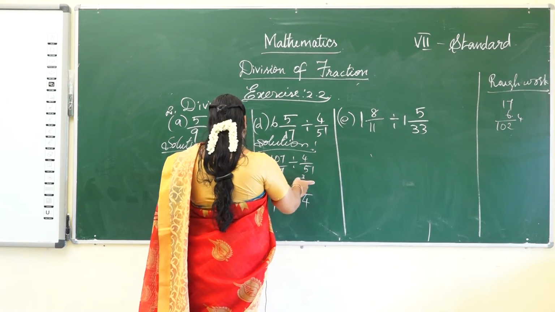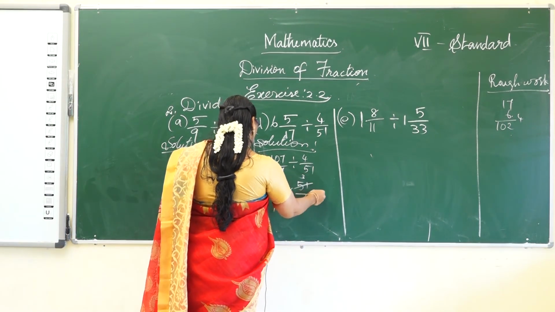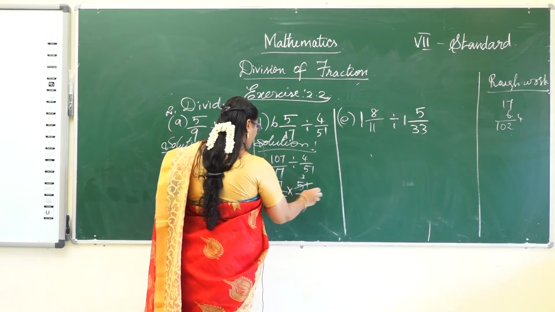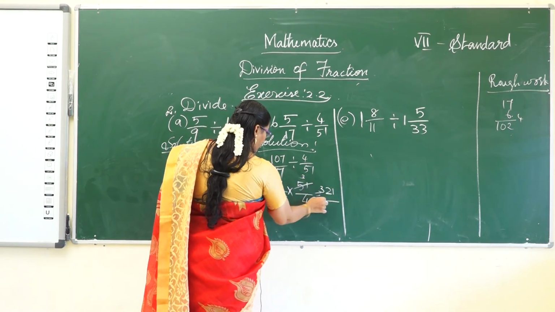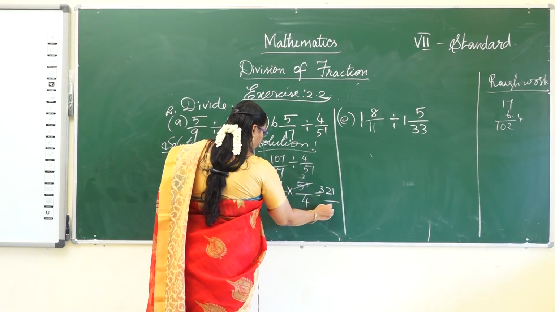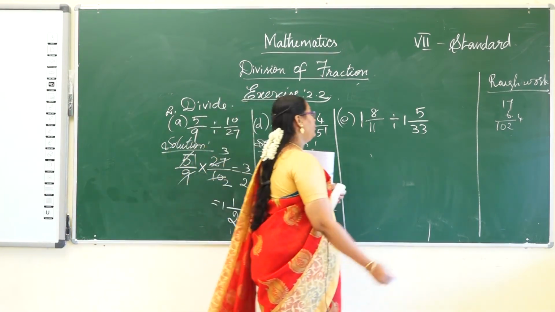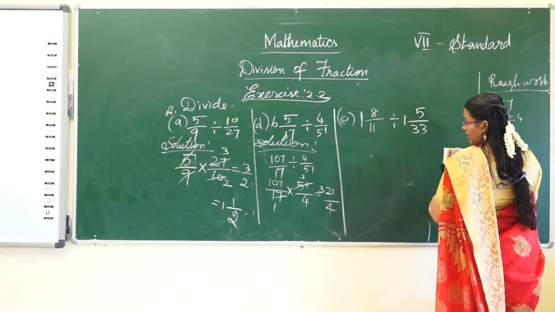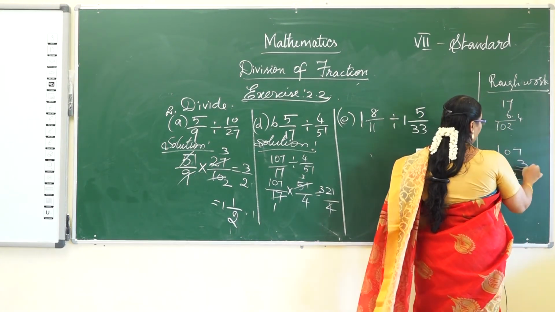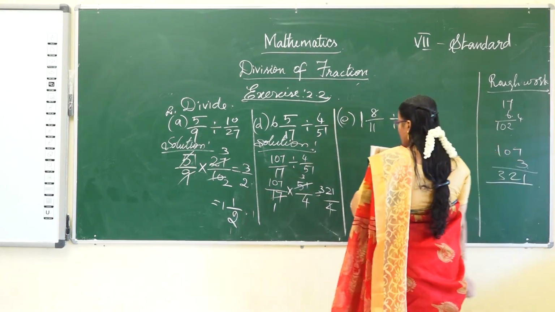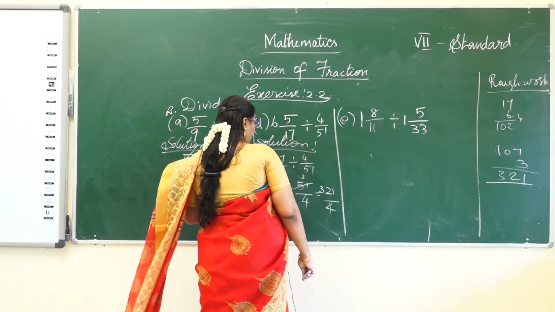Now multiply 107 into 3. 7 3s are 21, and 3 ones are 3. So 321 by 4. If you need, calculate the multiplication of 107 times 3 here: 7 3s are 21, 3 ones are 3. So 321 divided by 4.